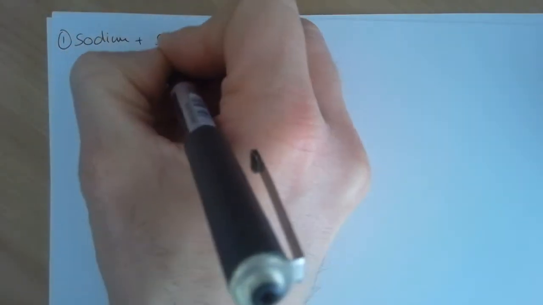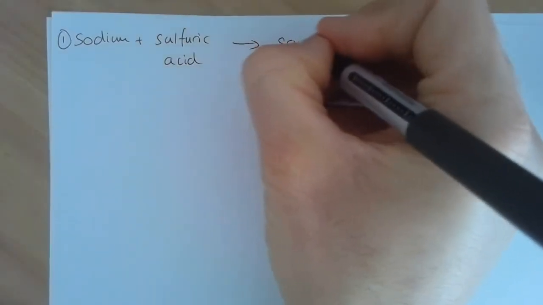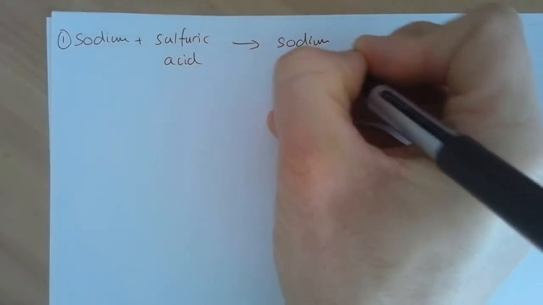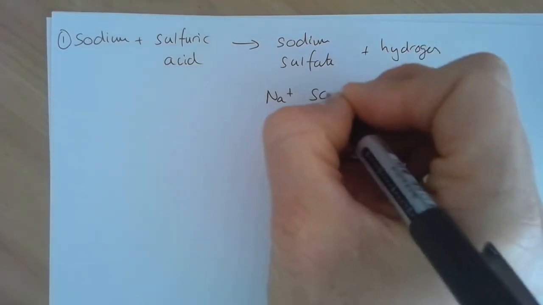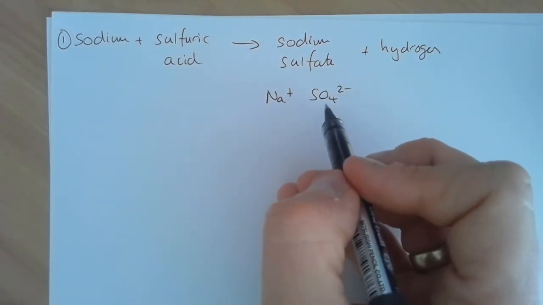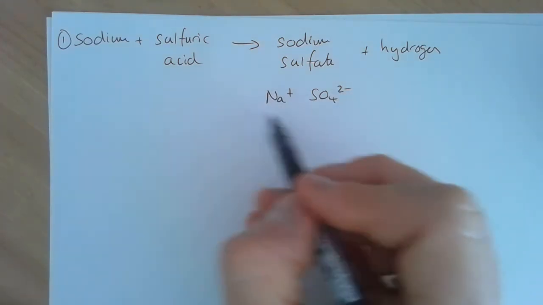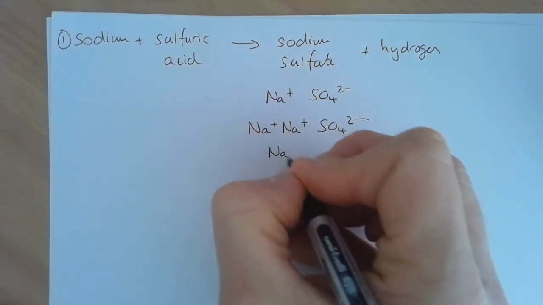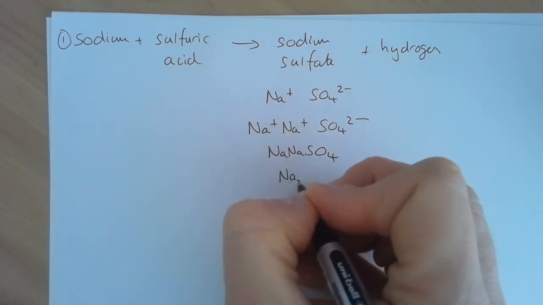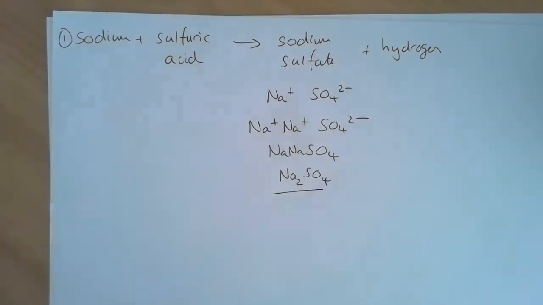Let's have a look at another example. So the next example is going to be the reaction between sodium and sulfuric acid. So again, step 1 is to write the word equation. So sodium and sulfuric acid makes sodium sulfate and hydrogen. We need to write the formula for sodium sulfate. Sodium sulfate is made up of an Na+ ion and a sulfate SO4 2- ion, which means that we need 2 Na+ ions, 2 sodium ions, in order to balance up the charges. I'll write it without the charges once I've balanced it, and then the final step is to write that as a proper formula like that. So that's the formula for sodium sulfate.